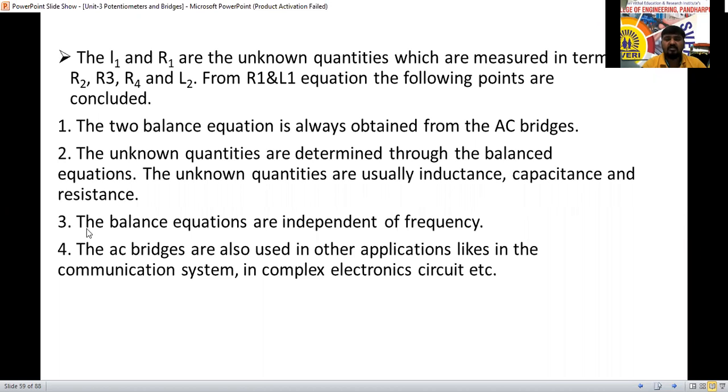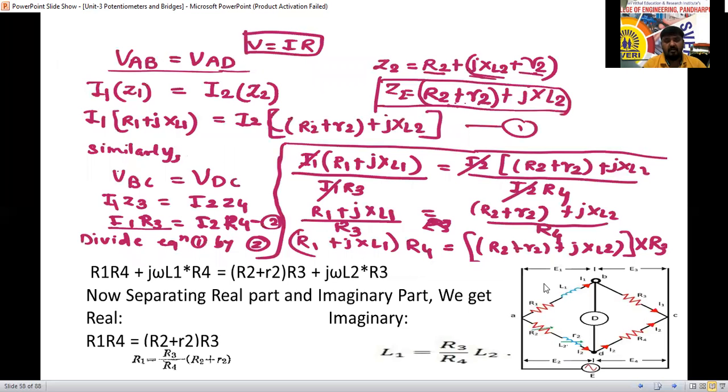So the balance equations are independent of frequency. The frequency term is not there; it is getting cancelled here now. The AC bridges are also used in other applications, like in the communication system and complex electronic circuits. So this completes the Maxwell inductance bridge here.